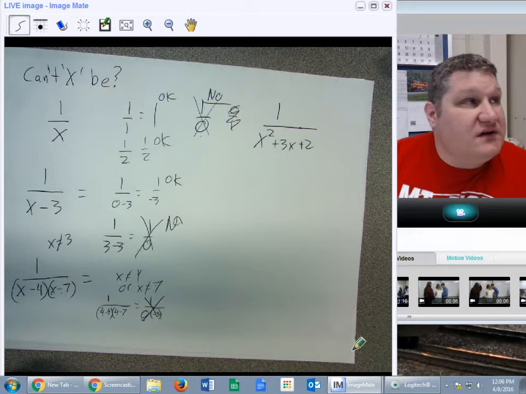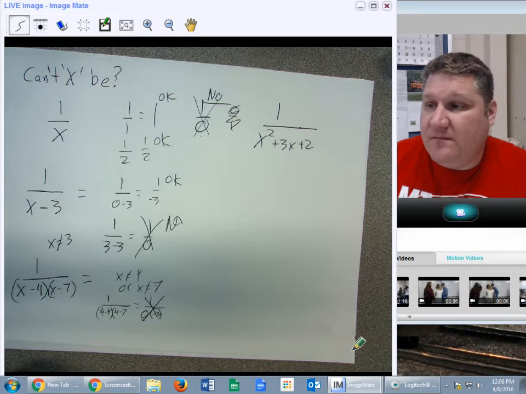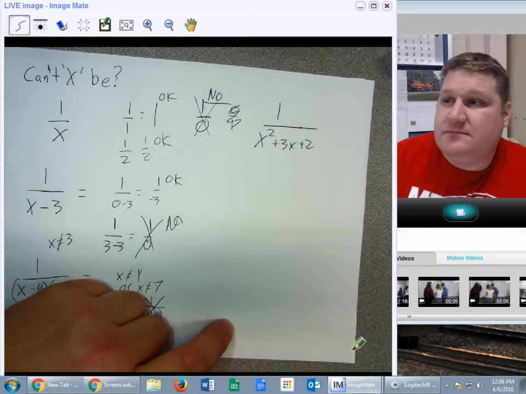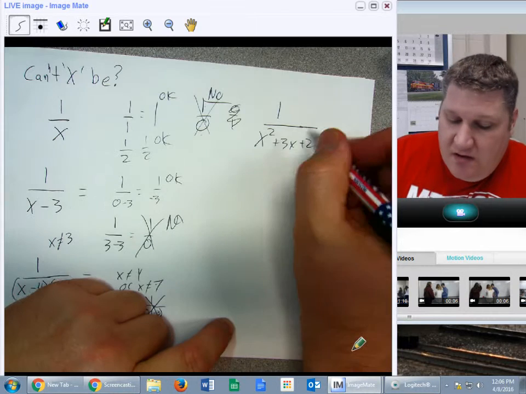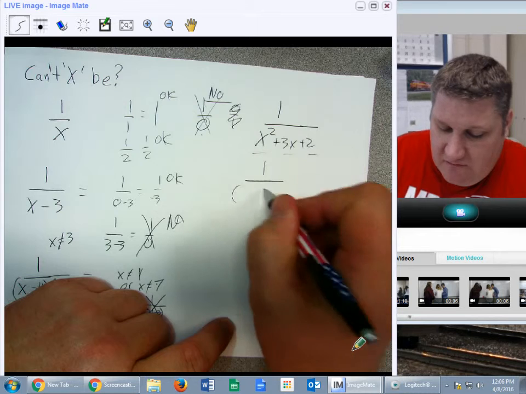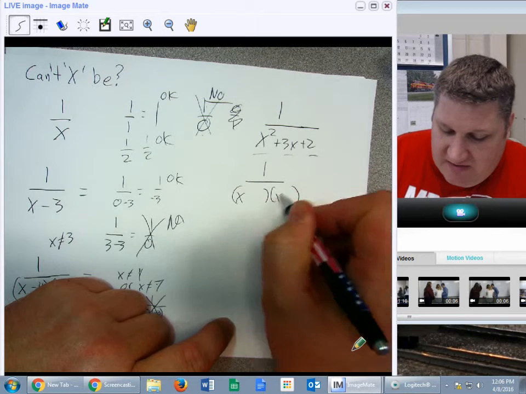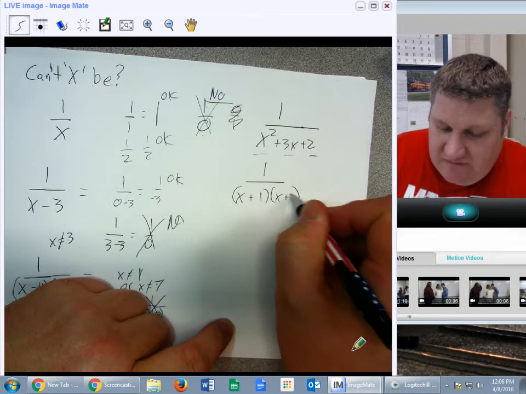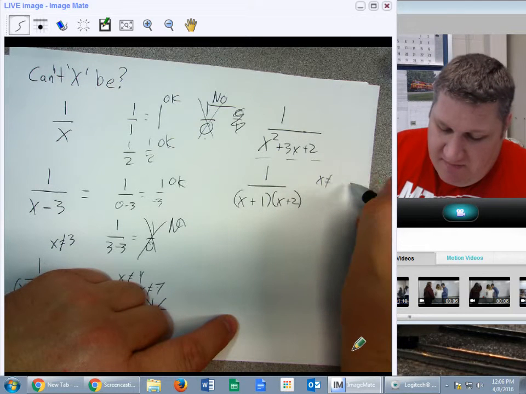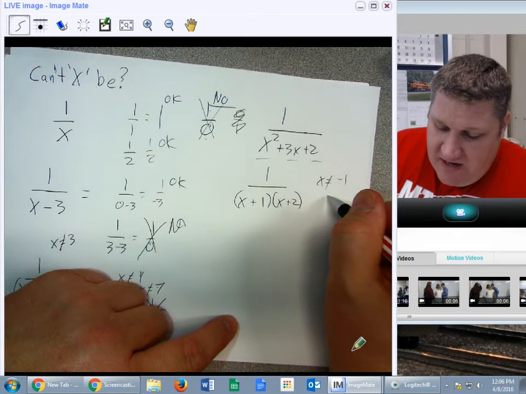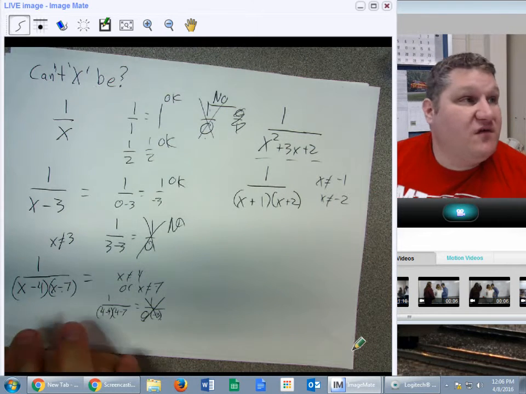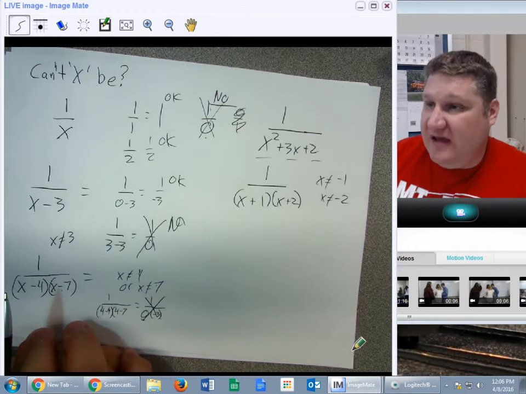Now, this is a little tougher. Why is it a little tougher? It has an exponent. Okay, what else? In this case, I have 3 bits. What do I need to do with those bits? Break them up. X plus 1, X plus 2. Now who can tell me what X can't be? X cannot be -1 and X cannot be -2. So when I factor, it makes it super easy to tell what X can't be.